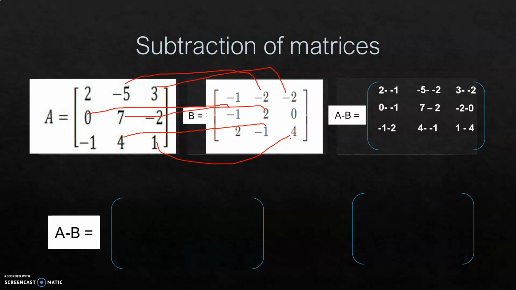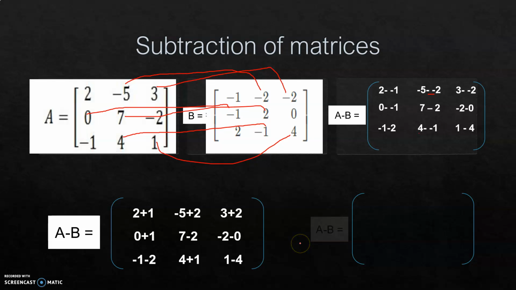As we know, when two minus signs come together, it becomes positive. So 2 minus minus 1 is equal to 2 plus 1. Likewise, minus 5 minus minus 2 is minus 5 plus 2. Then 3 plus 2. Then 0 plus 1, 7 minus 2, minus 2 minus 0, then 4 plus 1. Taking the sums, 2 plus 1 is equal to 3. Minus 5 plus 2 is equal to minus 3.